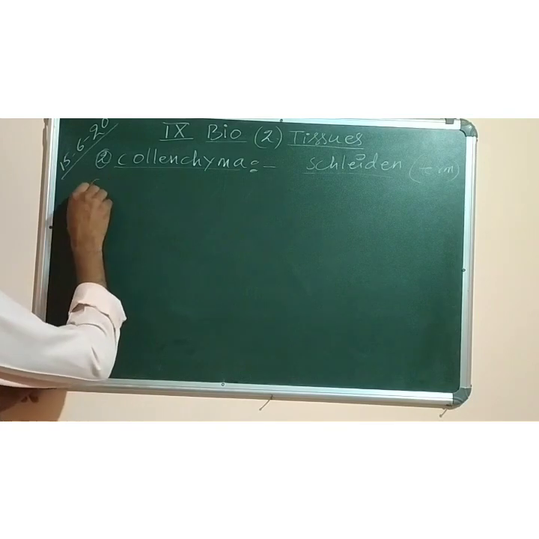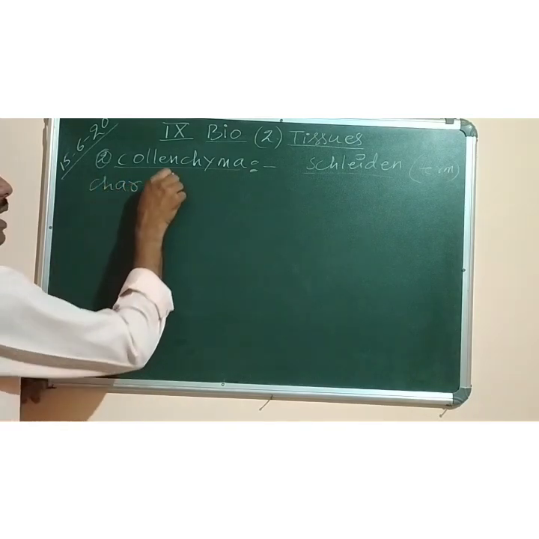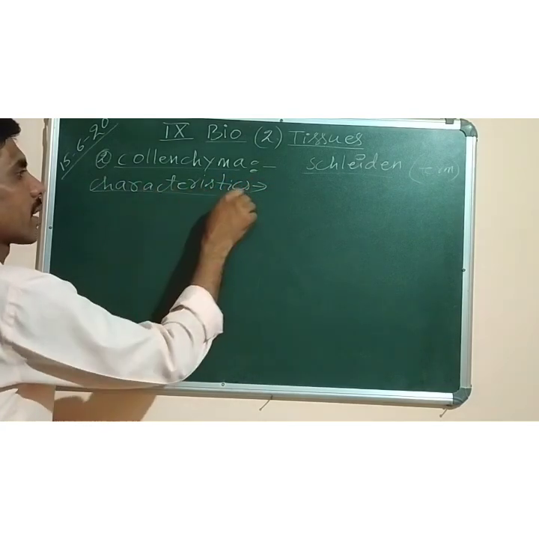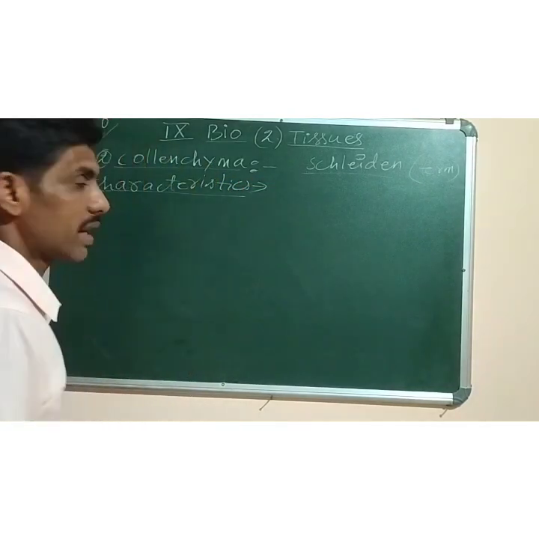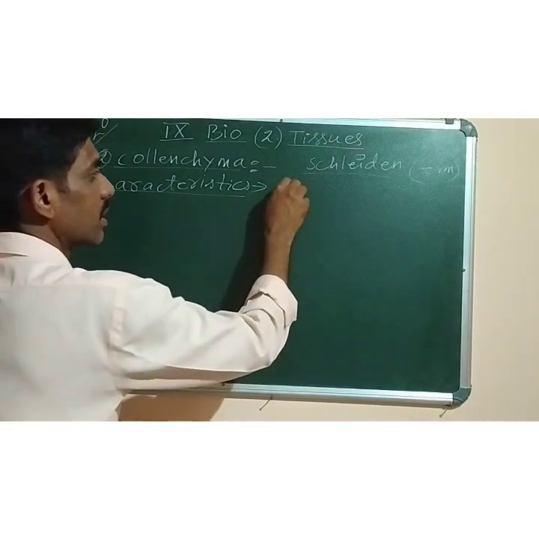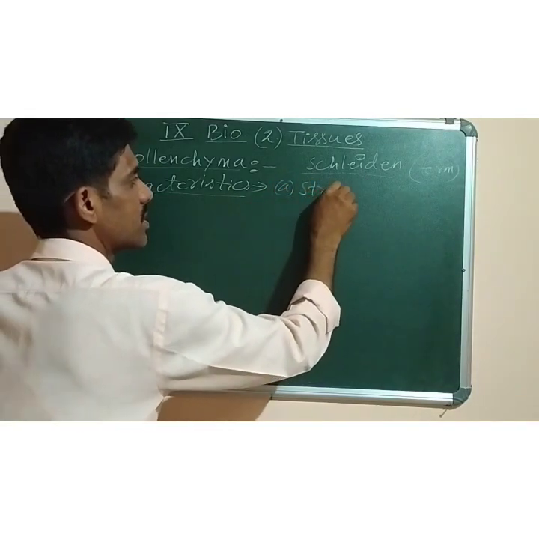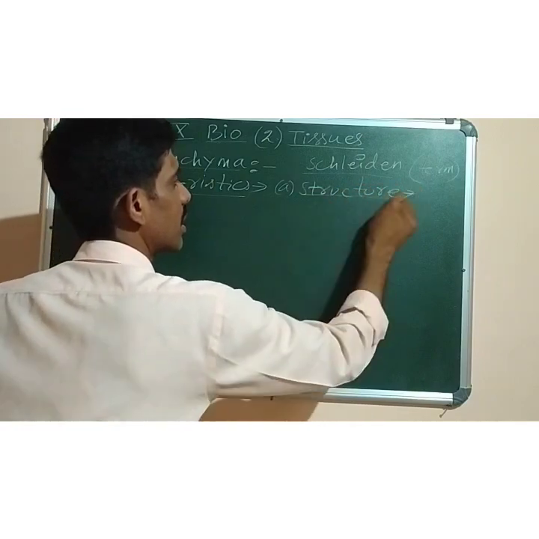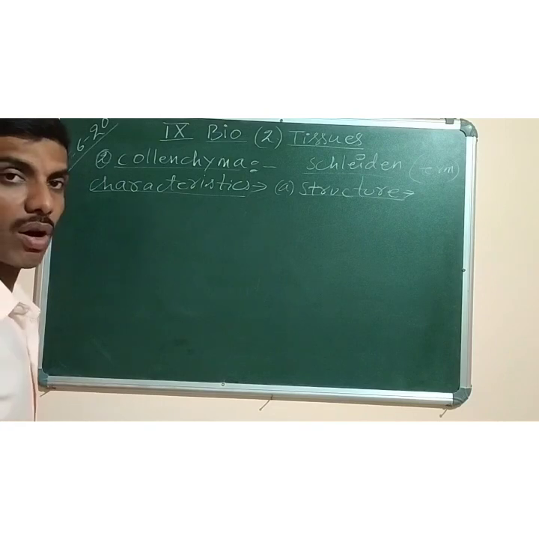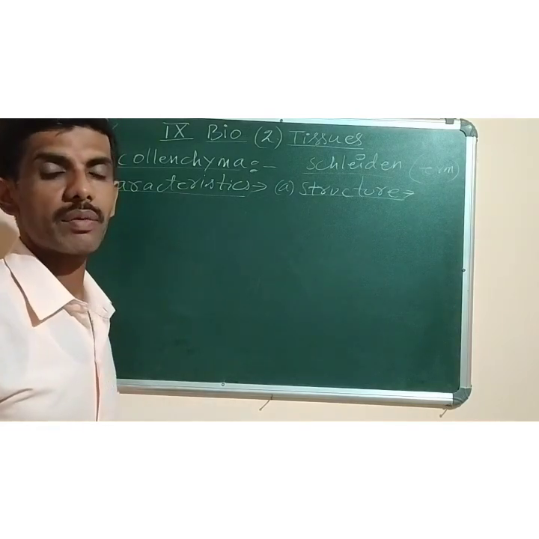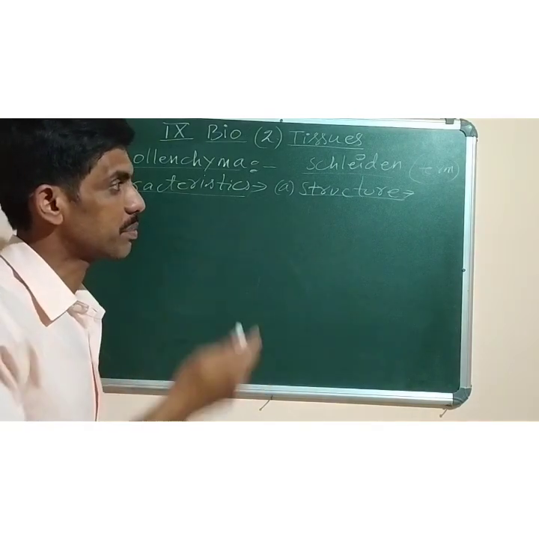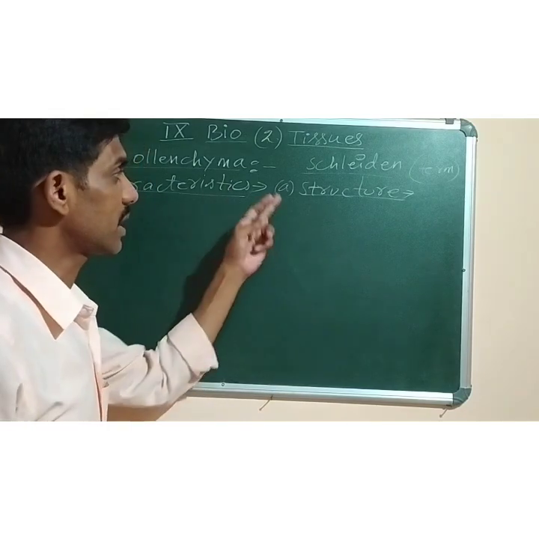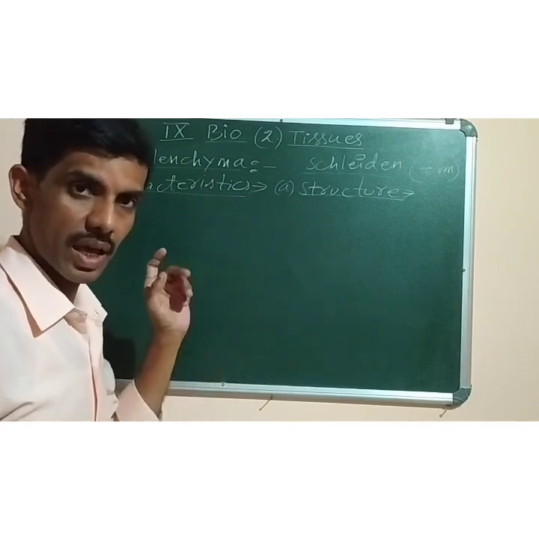Now we have to study about the characteristics of this tissue, that is collenchyma. So we'll study about its structure first. Number A, the structure of collenchyma tissue. Then we'll study about the location or occurrence, where it is found, in which part of the plant body this particular tissue is present, and then we'll study about the functions. So three characteristics are there: structure, occurrence, and functions.